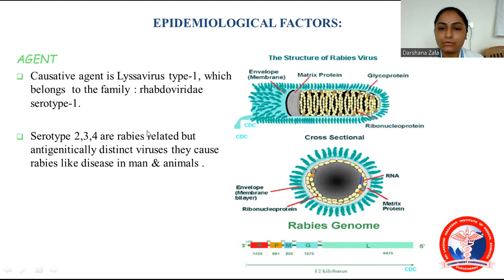But the antigenic variation of these viruses will differ in laboratory diagnosis. The rabies vaccine will only be effective against serotype 1 and not against serotype 2, 3 and 4, because of the variation in the antigenic structure of the virus. And remember, the rabies virus is an RNA type of virus.